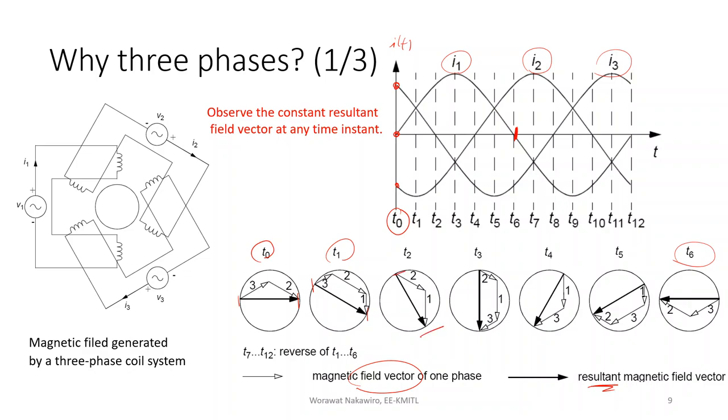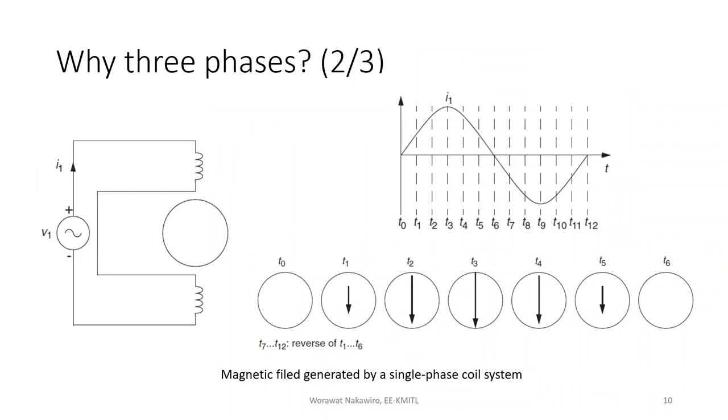This is one of the reasons why we use three phase, because we observe a constant resultant field at any time instant, no matter how you rotate the position of the rotor. When the rotor rotates in any direction, the magnetic field remains constant. Why do we use three phase? When we compare with the single phase, you have one stator and one rotor like this. For a single phase case, you observe that the magnetic field is not constant at any time instance. So we compare from T0 up to T6 as well.